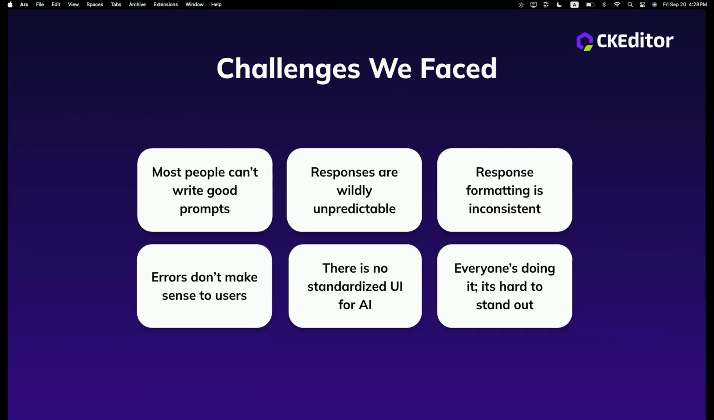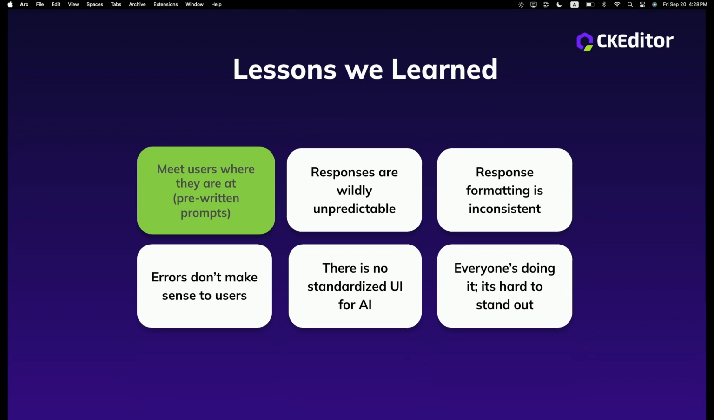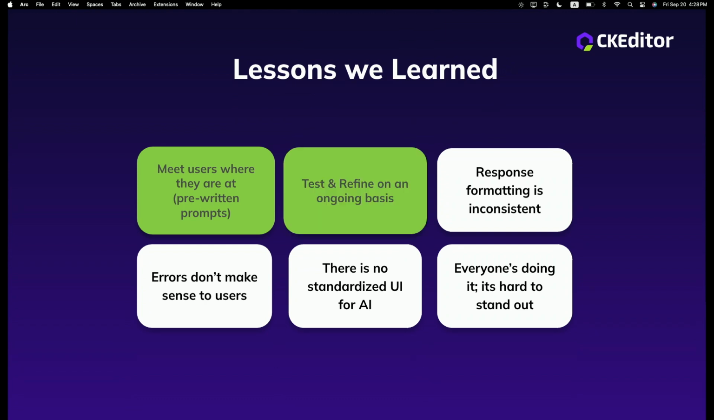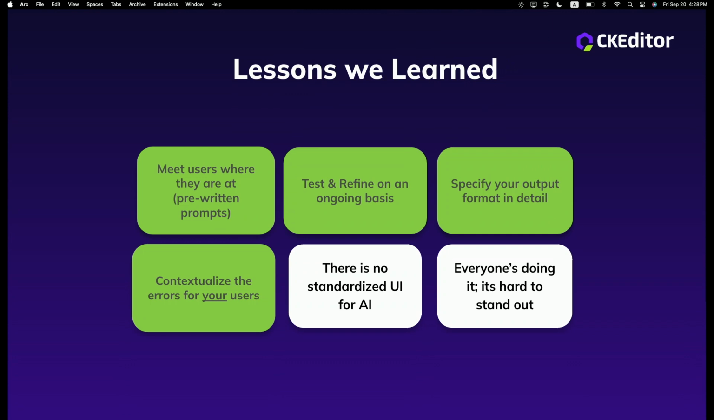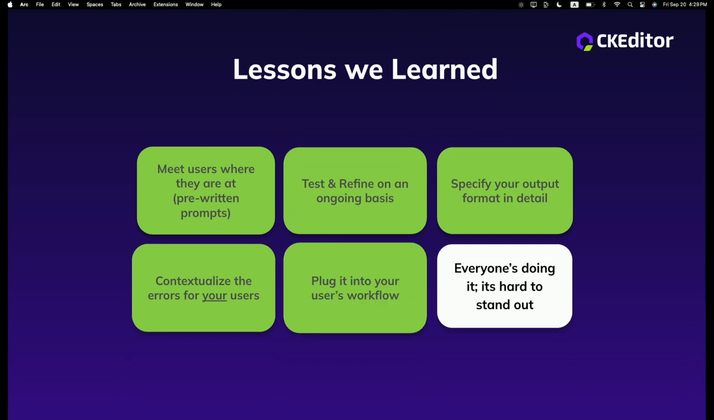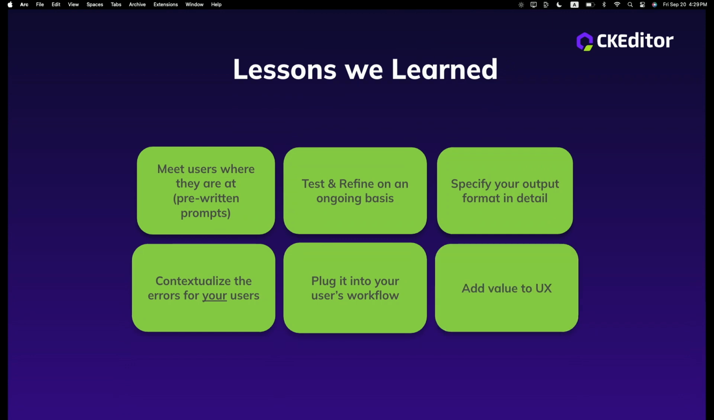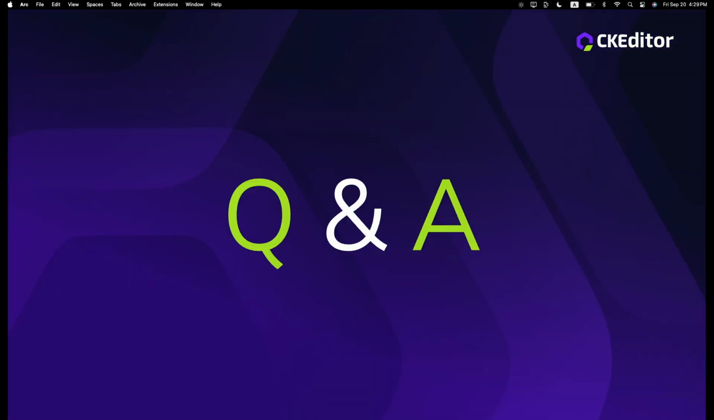All right, just to recap, these were the 6 challenges that we faced and the lessons that we learned. Pre-written prompts are great to get your users started. Test and refine your prompts all the time. Specify your output format in detail so people know how to format it. If errors don't make sense, contextualize them for your users. Plug into your user's workflow rather than bolting it on. And add value to UX rather than just adding it.